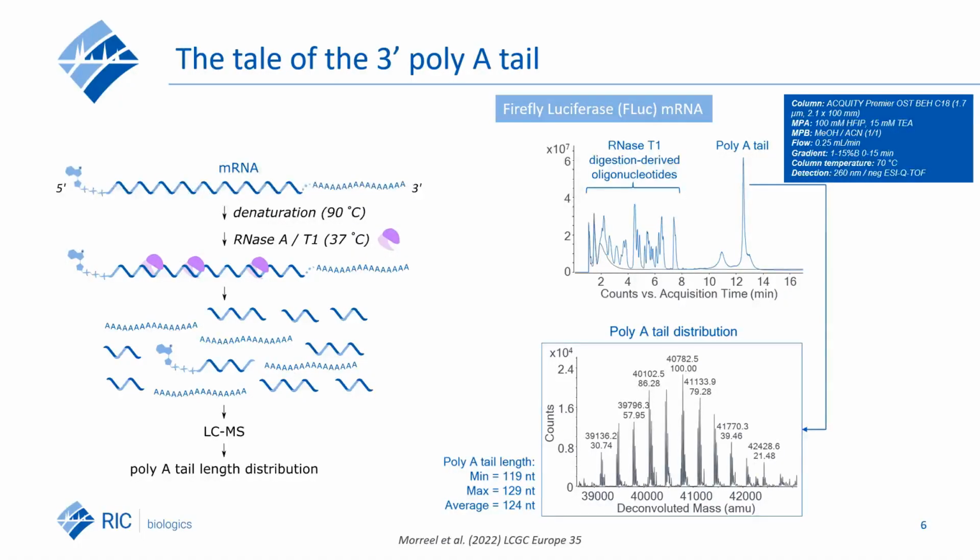But also when the poly A tail is encoded in the DNA template, there is still variation in poly A tail length due to slipping of the enzyme. Here in the deconvoluted full MS spectrum on the right, we see that the poly A tail of this mRNA varies between 119 and 129 nucleotides. The poly A tail is assumed to be of good quality when the poly A tail distribution is not too big and symmetric, representing only one population.